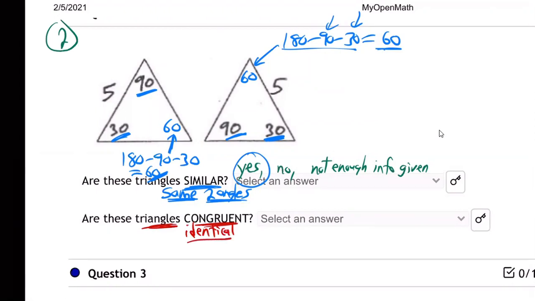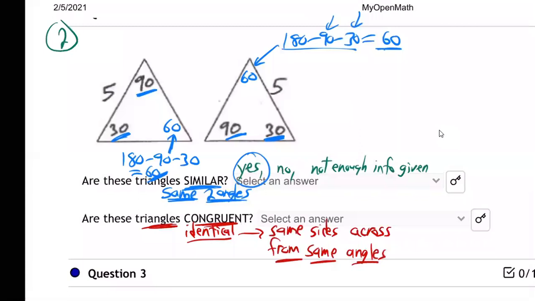So identical, how do you know if two triangles are identical? Well, the most important thing that will help you in this section is to remember that they need to have the same sides across from the same angles.